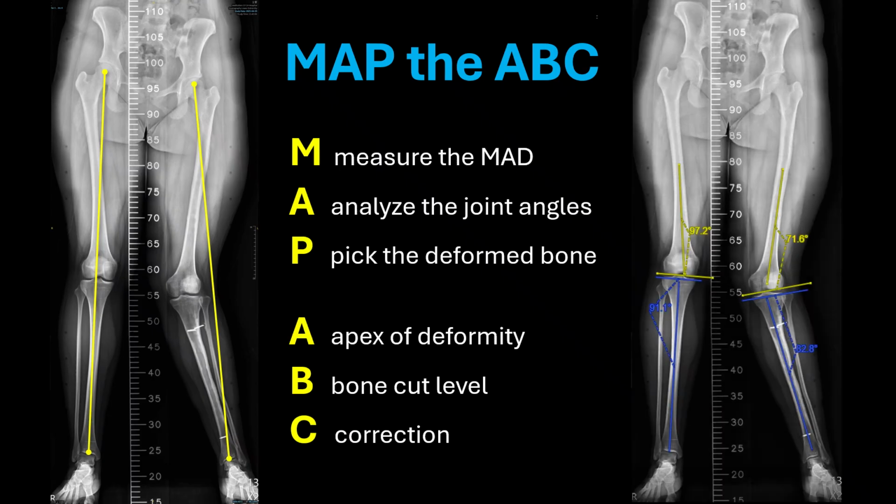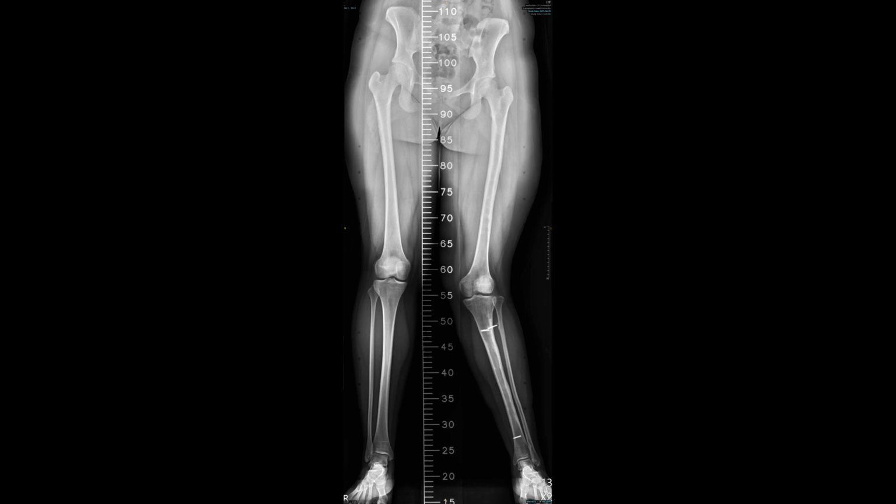In this case, after analyzing the joint angles, we identified that the deformity originates from both the femur and the tibia. Therefore, we apply correction for both bones to achieve an anatomical realignment of the patient's left lower limb. Let's see the demonstration of the case.